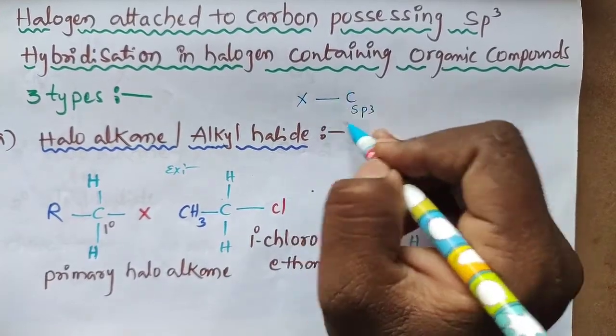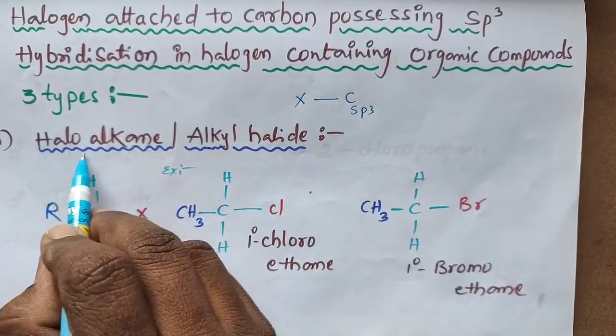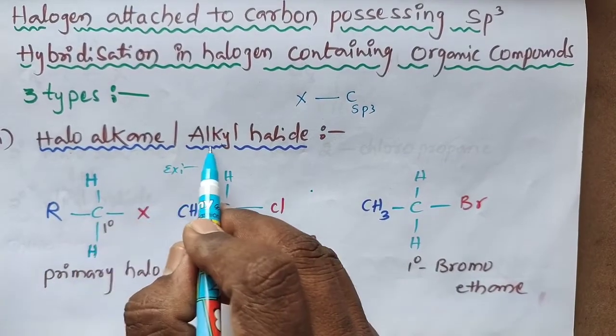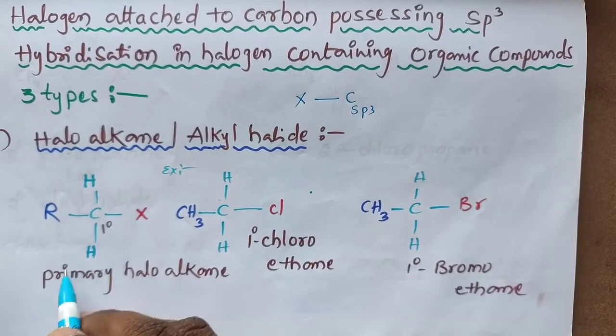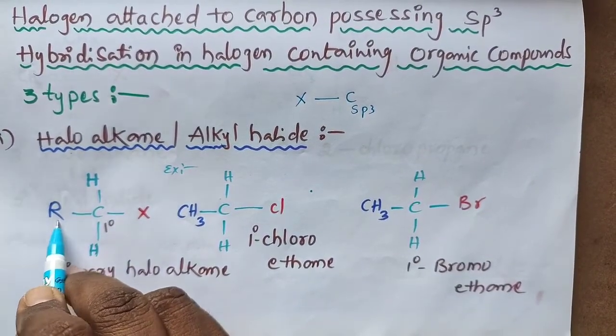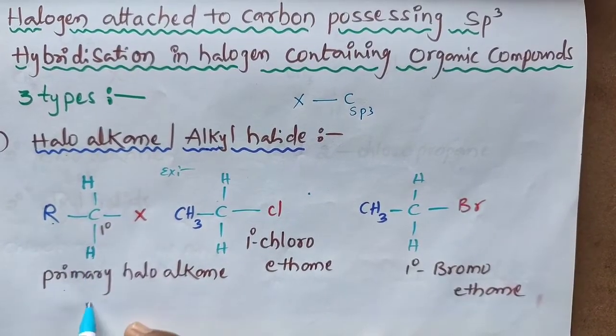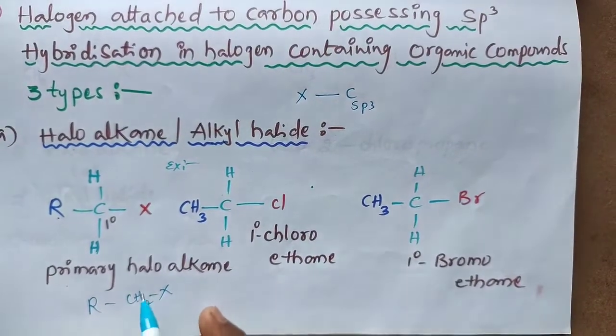Okay, so in this there are also some types. In that, there are 3 types. The first one is haloalkane or alkyl halides. In that, we take the first one, primary. RCH2X is there.